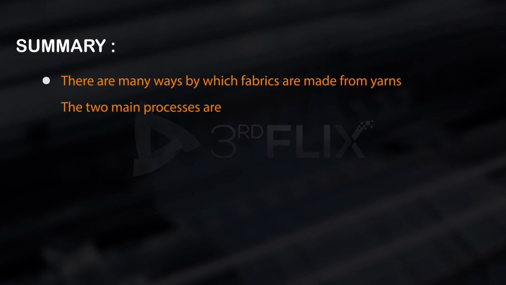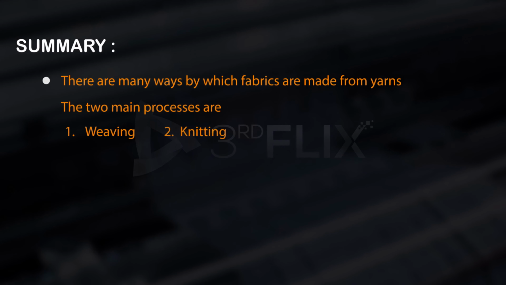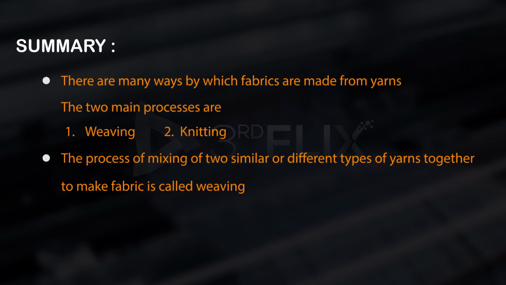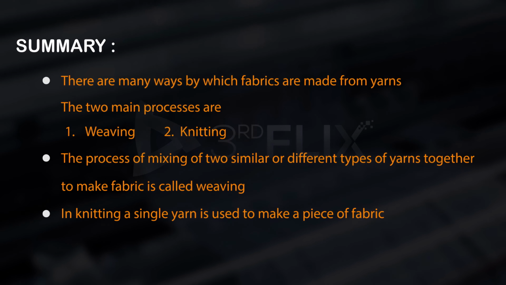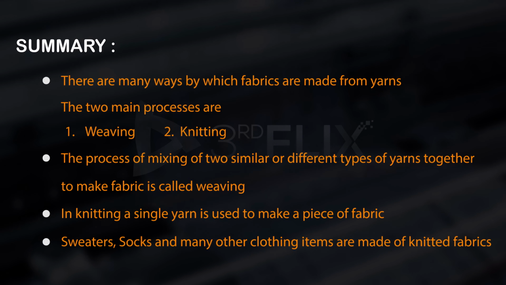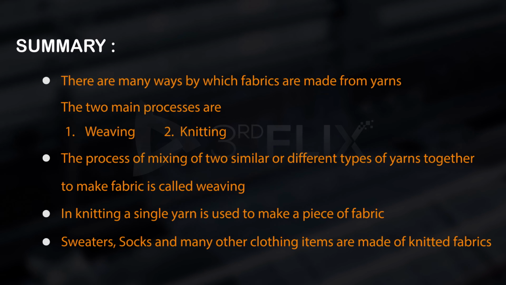The two main processes are 1. Weaving, 2. Knitting. The process of mixing of two similar or different types of yarns together to make fabric is called weaving. In knitting, a single yarn is used to make a piece of fabric. Sweaters, socks, and many other clothing items are made of knitted fabrics.